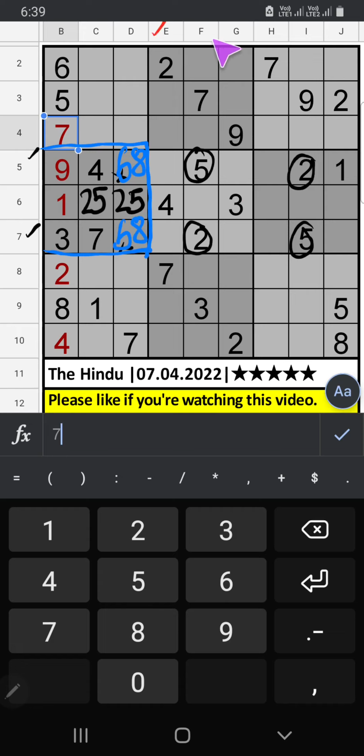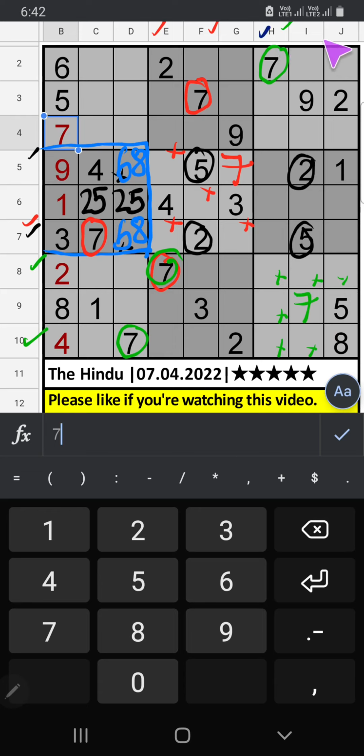Column E, column F, we have 7. 7th row also we have 7. So 7 can't come in these cells. Then 7 is confirmed here. 8th row and 10th row, we have 7. Column H also we have 7. So 7 can't come in these cells. Then 7 is confirmed here.